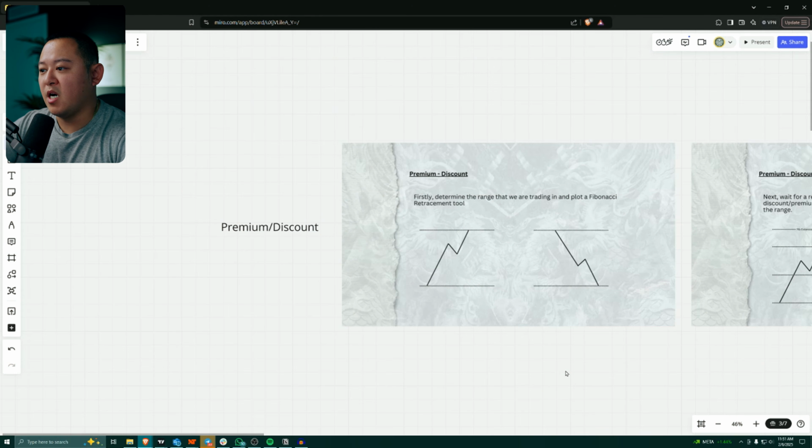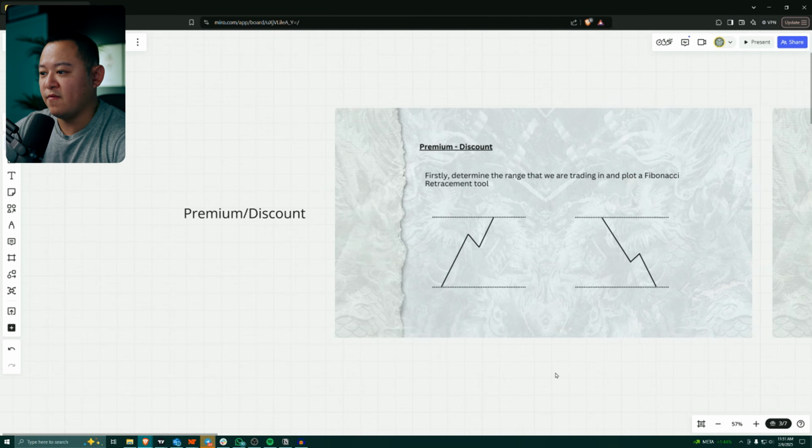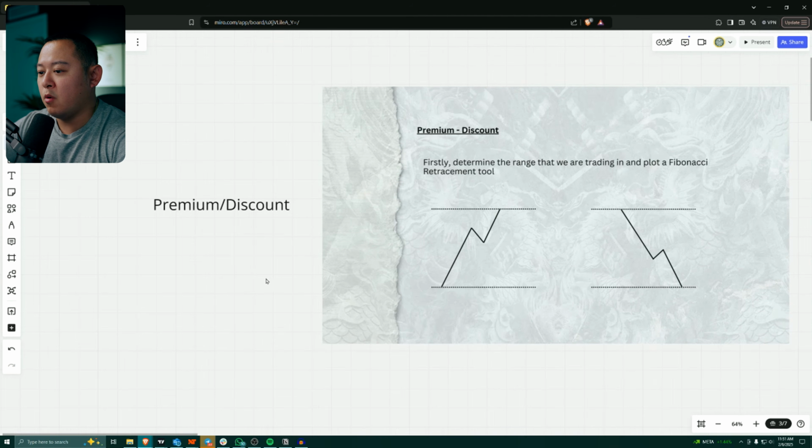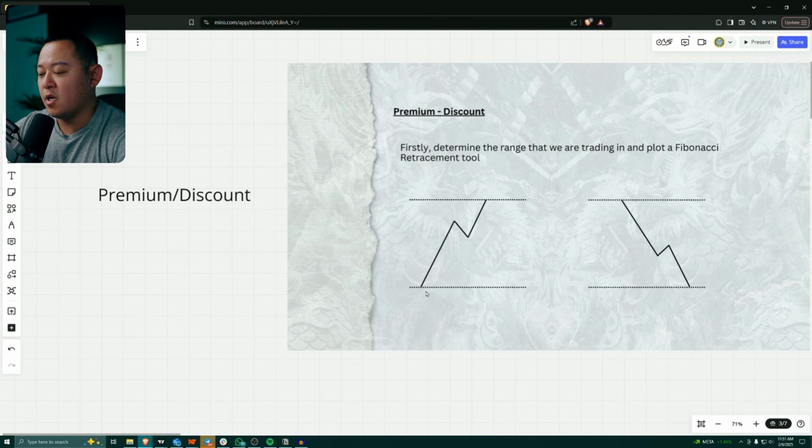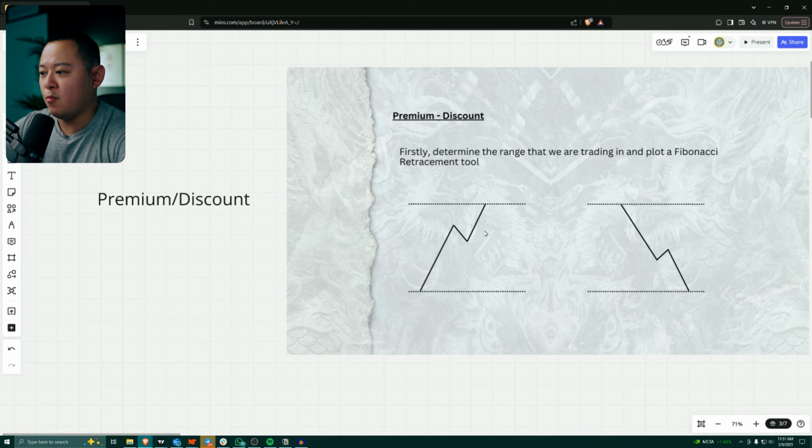Okay, the first entry model that we're going to cover is just basic premium and discount. Now, we're going to use our Fibonacci retracement tool to determine the range that we're specifically trading in. What we're going to do is anchor that Fibonacci tool with a swing low point and a swing high point if we're bullish, and a swing high point and a swing low point if we're bearish. And what that's going to do is just plot out specific ranges. We're going to be able to see where 50% of that range is, as well as deep discount and premiums.